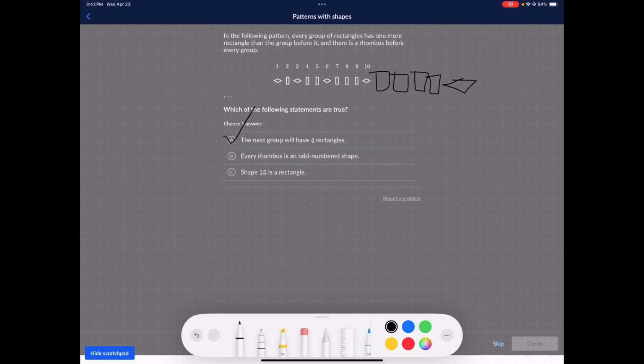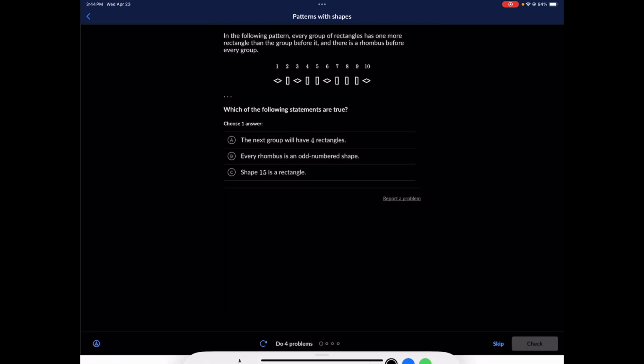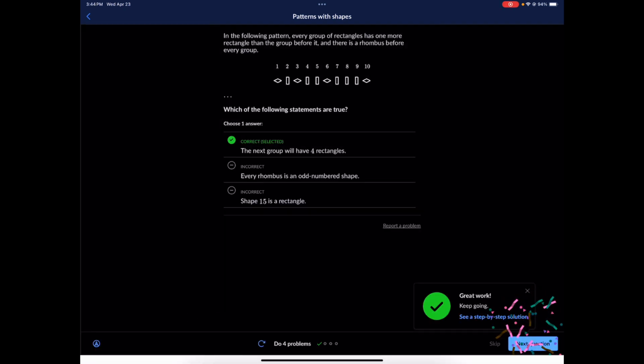Let's remark that. Every rhombus is an odd number shape. Well, that's not true, because we have these 2 numbers, which are 6 and 10. And remember, all odd numbers must have a 1, 3, 5, 7, and 9. Some of them are odd, but not all of them, since it says every. Choice C. Shape 15 is a rectangle. Well, we have 11, 12, 13, 14, 15, and that's going to be a rhombus, not a rectangle. C isn't right either. Choice A is our best answer because it distinguishes what we just went over a few moments ago. So let's put that. And yay, we got it.